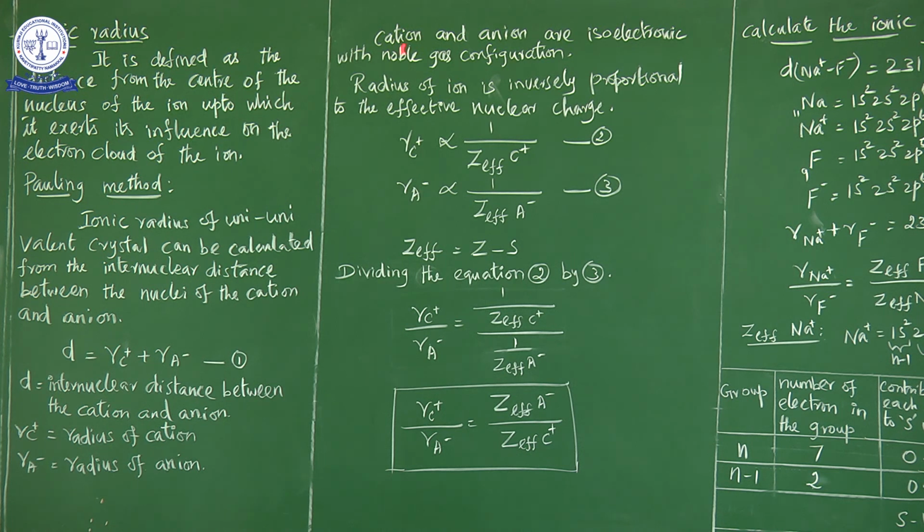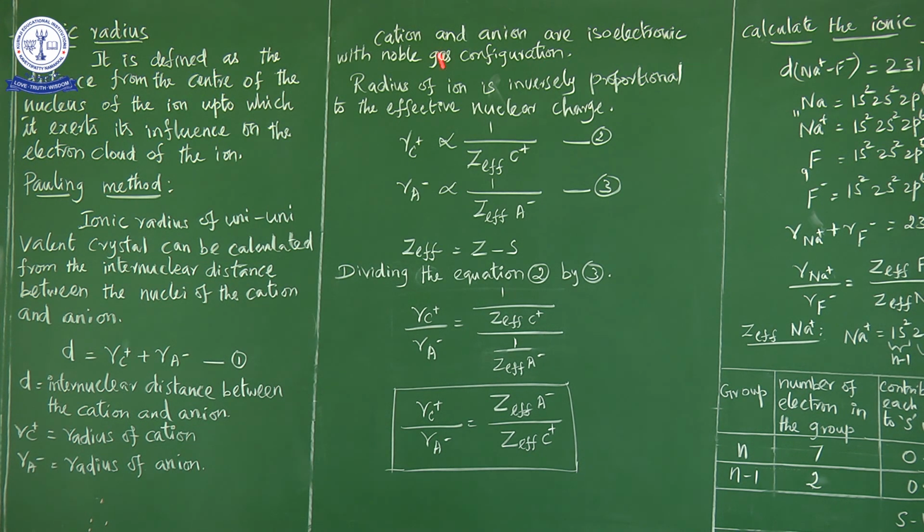So the cation and anion in an ionic crystal are isoelectronic with a noble gas configuration. Isoelectronic means similar electronic configuration. So the cation and anion present in an ionic crystal are isoelectronic with the noble gas configuration. What are the noble gases? Helium, neon, argon, krypton, xenon, radon. Those are noble gases. So the cation and anion have the same electronic configuration as the noble gas.